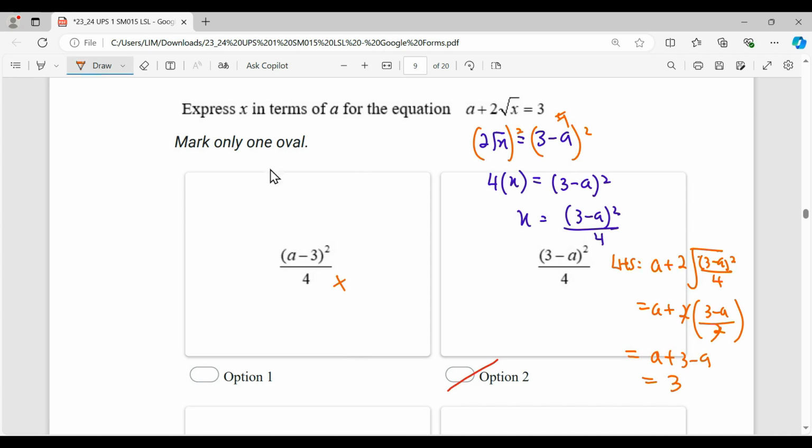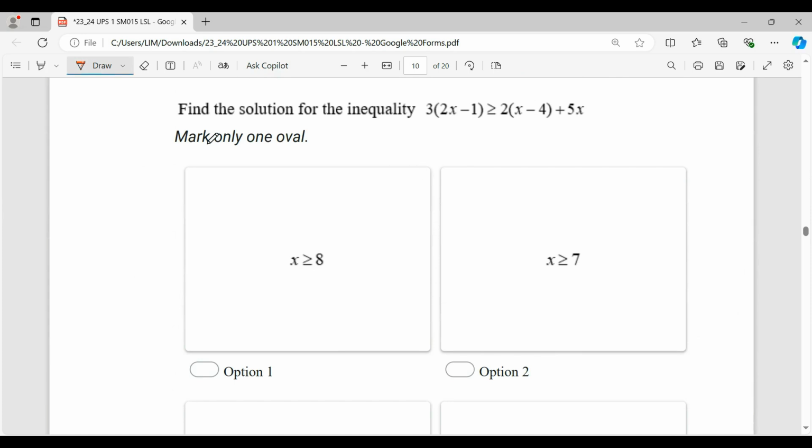As you can see, when we substitute a plus 2 third x, this is our left hand side. When we simplify, a minus 3 over 2, then here we have a plus a minus 3. We get 2a minus 3, which is not equal to our right hand side. Then find the solution of the inequalities.